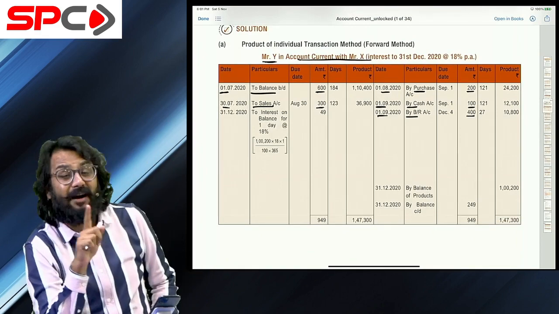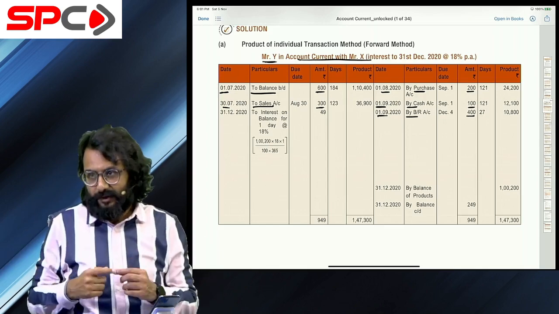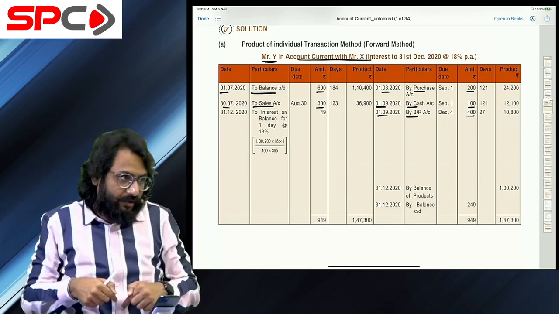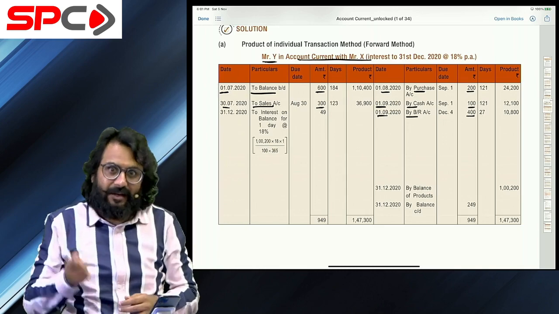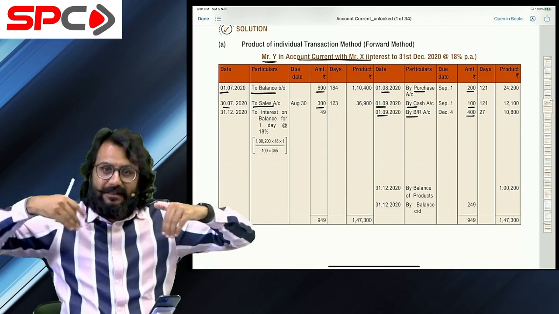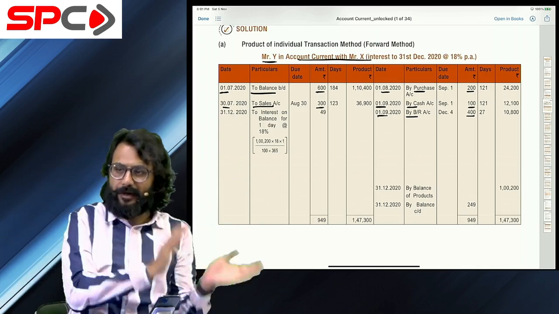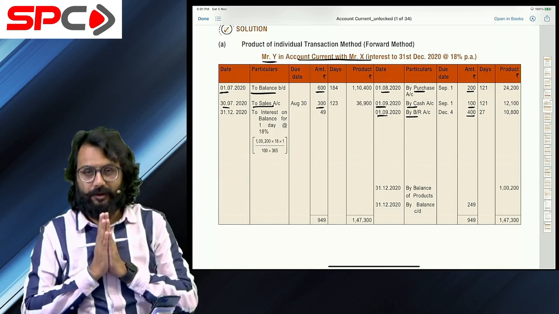You first have to understand whose account to create: the one whose name comes first, the one who is rendering, we are in his books. The one who is rendering, we are in his books. So we are in the books of X and we are creating the account of Y. So you should think only from the point of view of X and make all the entries. So if Y is credited, credited. If Y is debited, debited. Happy?